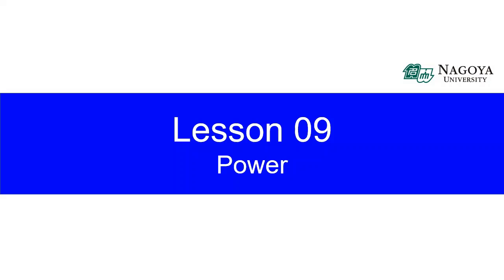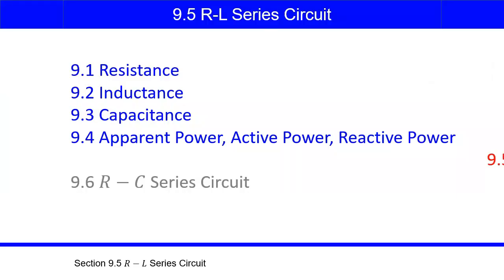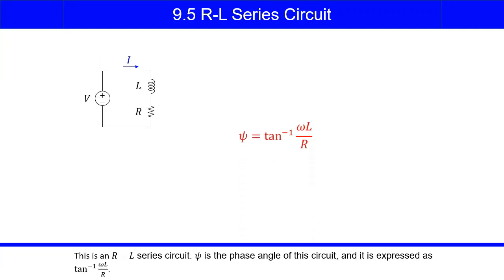Lesson 9, Power. Section 9.5, RL series circuit. This is an RL series circuit. Psi is the phase angle of this circuit, and it is expressed as arctangent omega L over R.